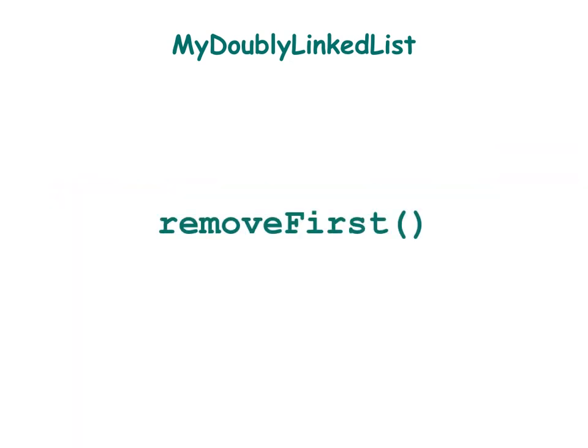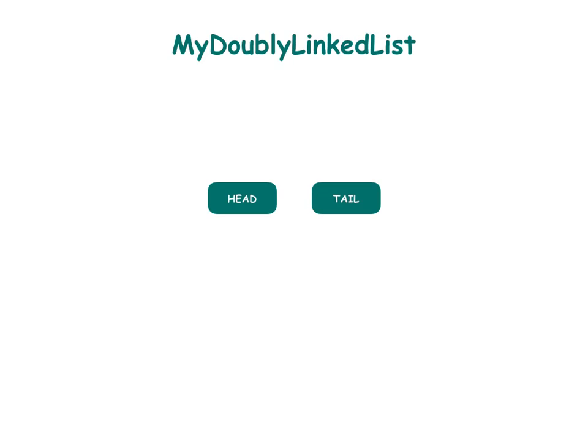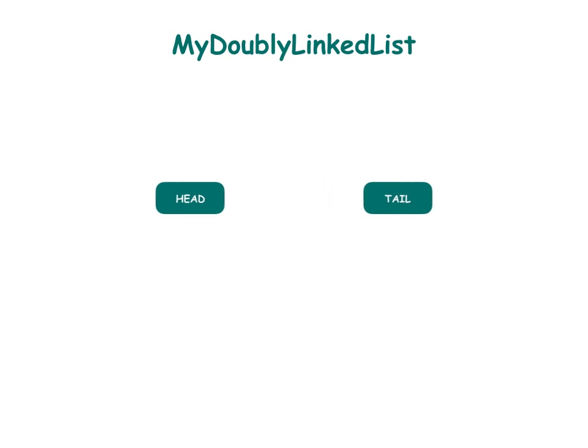Next method, the remove first method. With remove first, there are three special cases we have to worry about. The first case, once again, is the empty case. All right. When the list is empty, there's nothing for remove first to do. We're done. All right. The second special case is when there's only one link in the list.